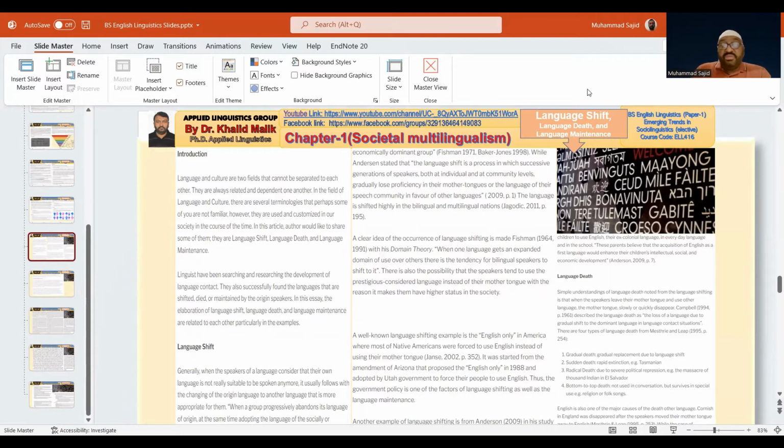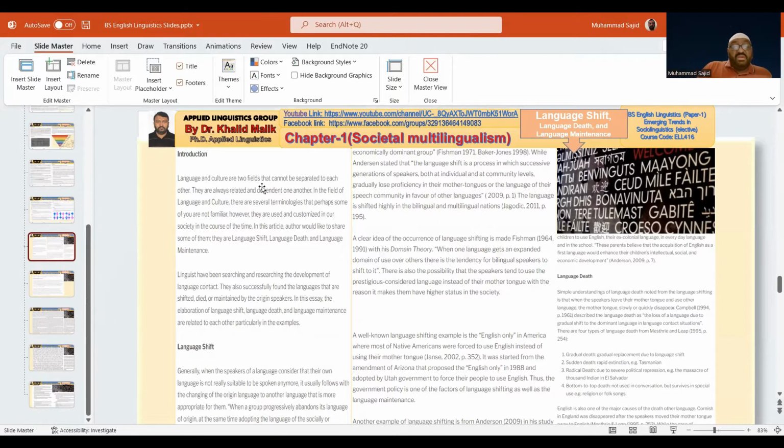So the first remaining question: language shift, language death, and language maintenance. There are several questions we are going to discuss today. You can see language shift, language death and language maintenance. These are all part of the same thing. Let us go to introduce this question.